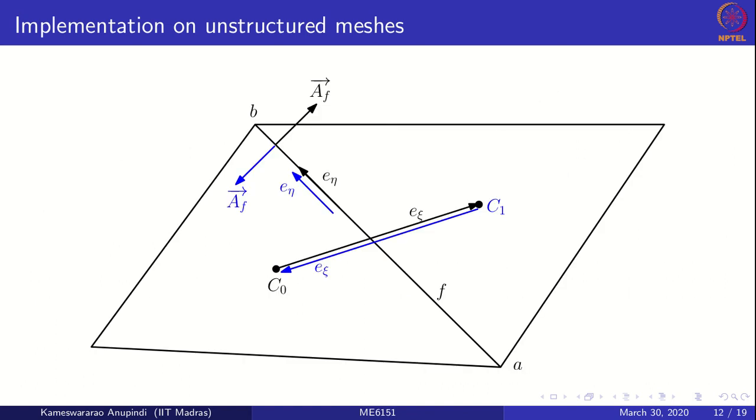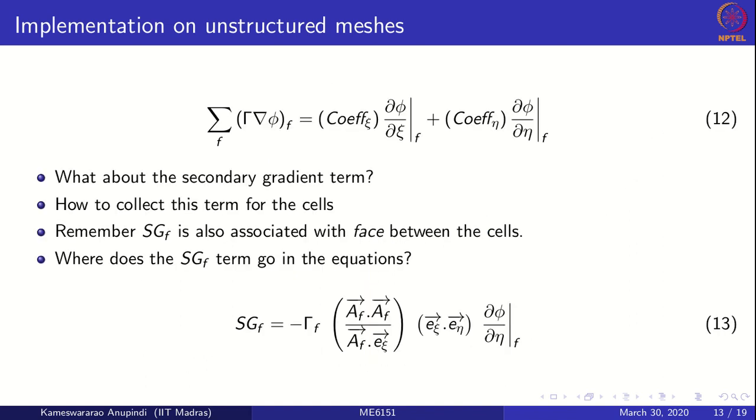So this is about the primary gradient. We are talking about a non-orthogonal mesh. Then you also have the secondary gradient coming into play, because in the implementation on unstructured meshes, gamma grad phi can be written as some coefficient times partial phi partial xi plus some coefficient times partial phi partial eta. So you have these two. We have already looked at how to deal with partial phi partial xi. Now what about the secondary gradient? How do you calculate this term for the cells?